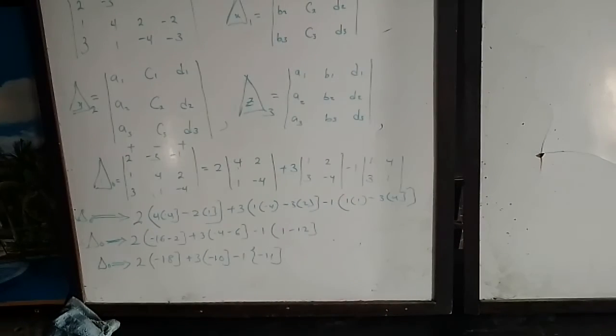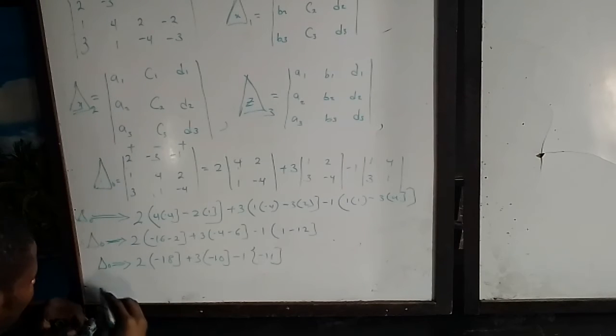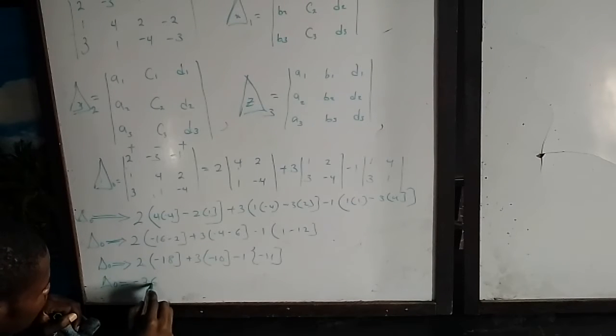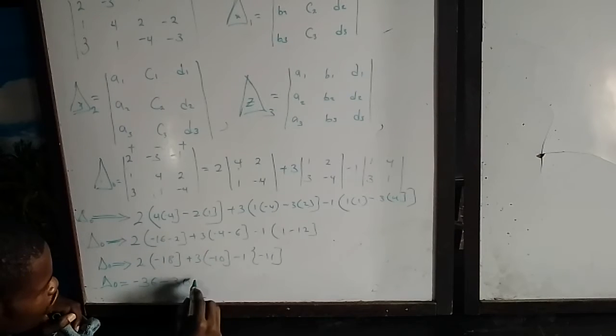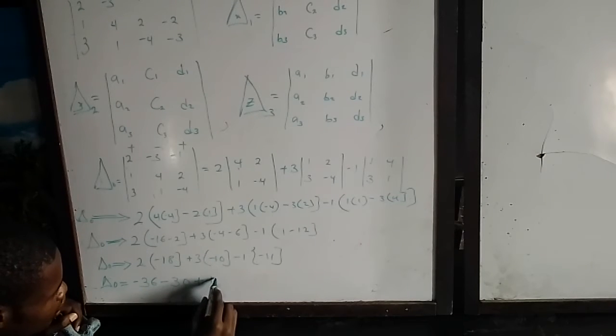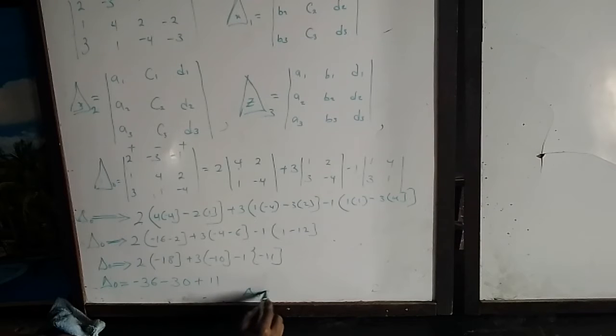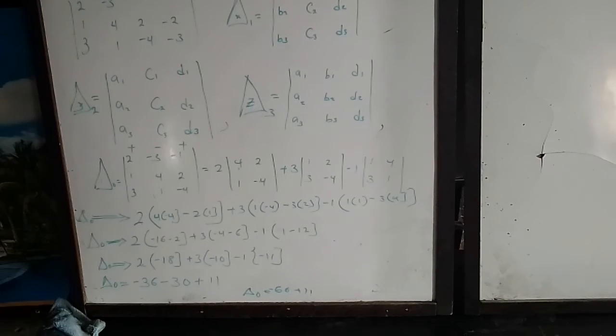So now we are going to say determinant 0 equals to what? This time this will give us minus 36. This time this will give us minus 30. This time this will give us plus 11. So minus 36 minus 30 will give us determinant 0 equals to minus 66 plus 11.